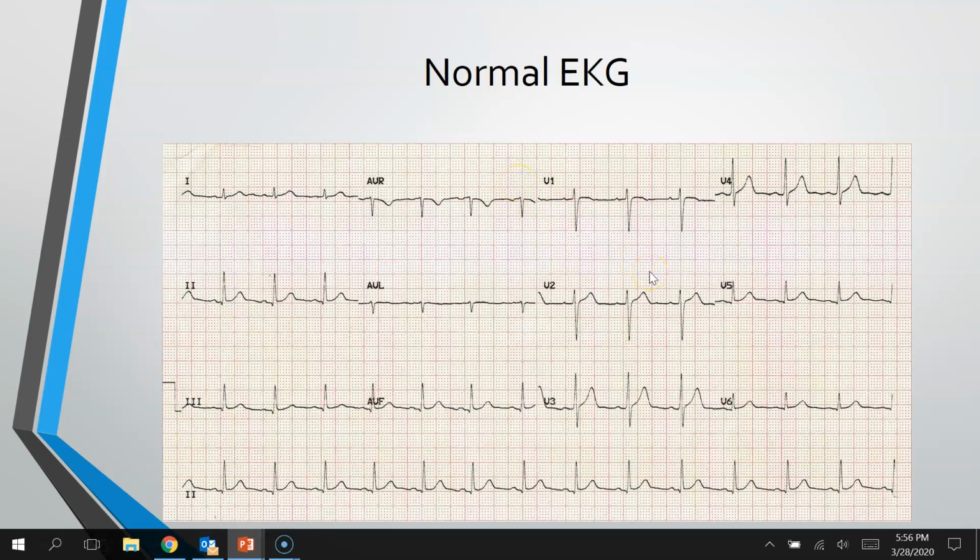And this is going to be considered a normal EKG. Again, what we're going to look at is down here on lead 2, do we have a positive deflection for our P waves? And we do. So we can see that our leads are on the right leg. We can see lead 1, lead 2, lead 3, AVR, AVL, AVF, V1, 2, 3, 4, 5, and 6. That's our 12 lead EKG.